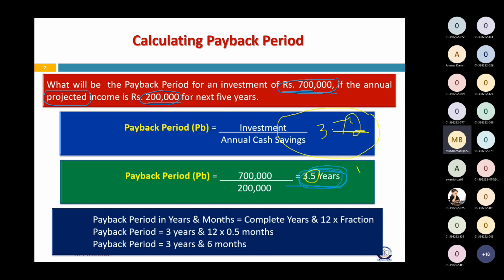The way of doing it is that the complete number of years, that is 3 in our case, and 12, the number of months in a year, multiplied by the fraction. In our example the fraction is 0.5, so 12 into 0.5 gives me 6 months. And to check how much time 3.72 years is, I would say 3 years and 12 multiplied by 0.72, this fraction.